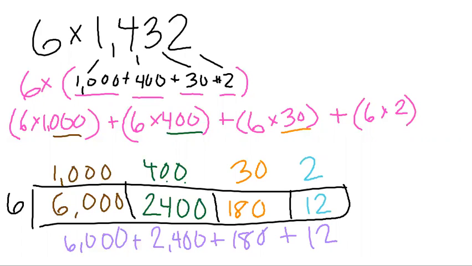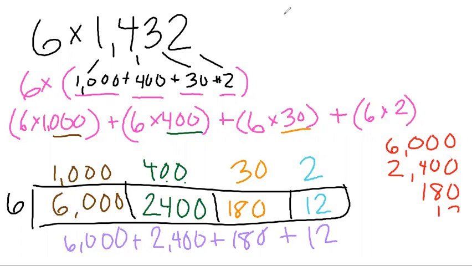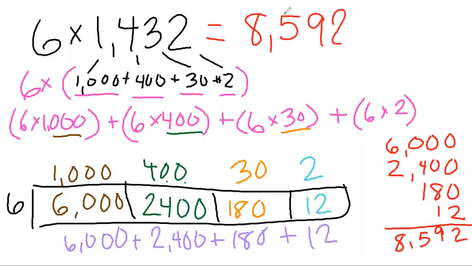Okay, let's check our answer. So I have 6,000 and I have 2,400. You notice I'm making sure all my place values are lined up. 180 and I have 12. All right, so let's add in the ones first. 2, 9, 5. So 6 times 1,432 equals 8,592.